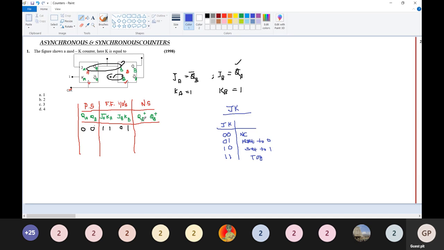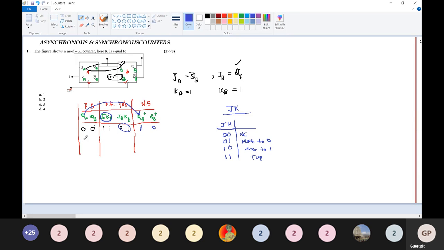So now what happens? For QA, see the status of A. This is 11, and 11 is toggle. So QA has to be toggled. QA here is 0, so it has to be toggled to 1. Now next QB. Here it is 01, and 01 means this has to be reset to 0. Understood. So this is the next state.